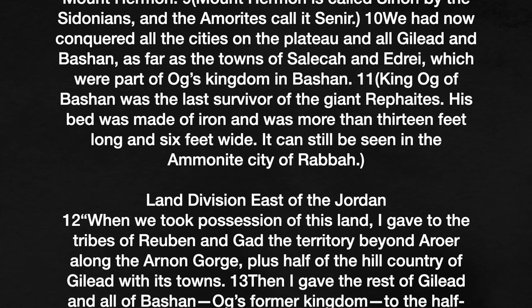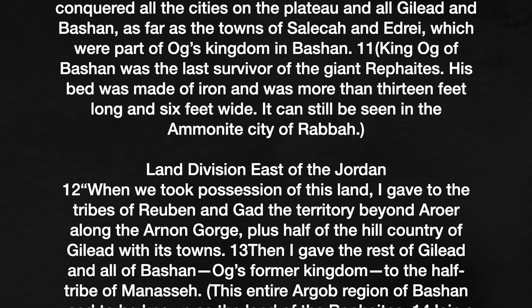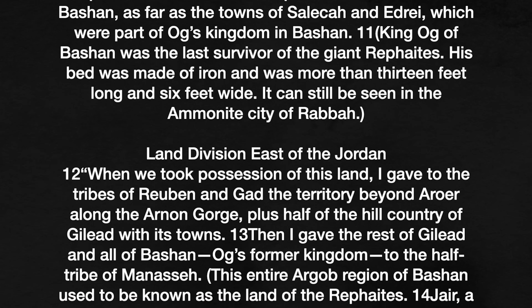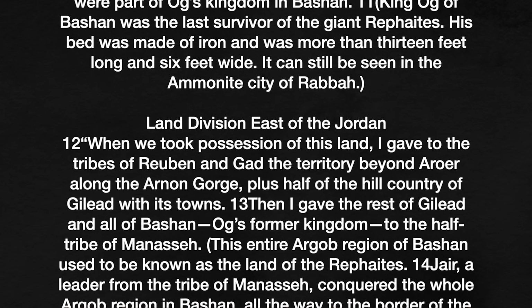King Og of Bashan was the last survivor of the giant Rephaites. His bed was made of iron and was more than 13 feet long and 6 feet wide. It can still be seen in the Amorite city of Rabbah.